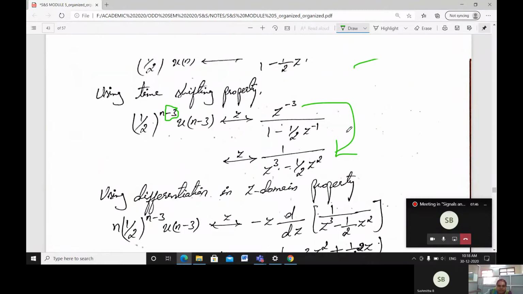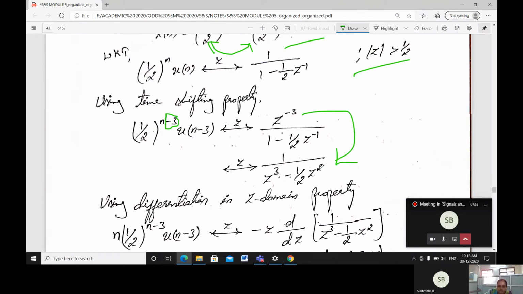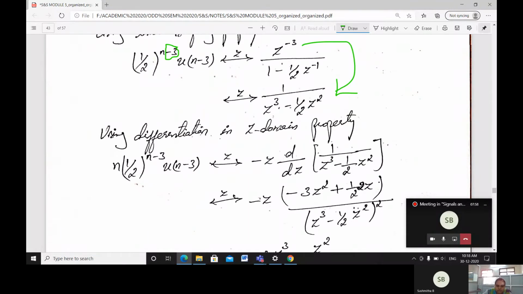Then observe here that n square is there. It means we have to differentiate the z transform equation twice. Using the differentiation in z domain property, first only one time, for that reason I am taking n now. The z transform of n times 1 by 2 power n minus 3 u of n minus 3 is going to be minus z d divided by dz of 1 divided by z cube minus 1 by 2 z square.